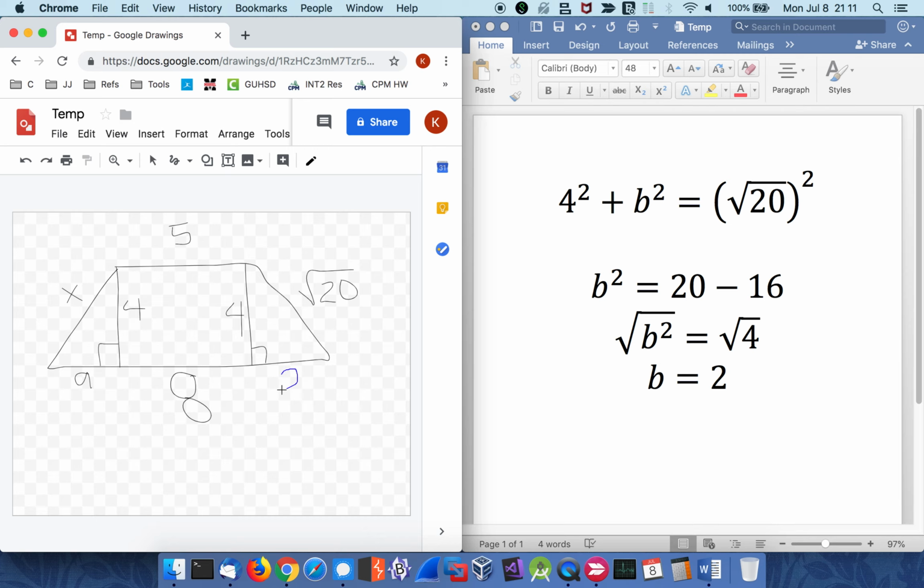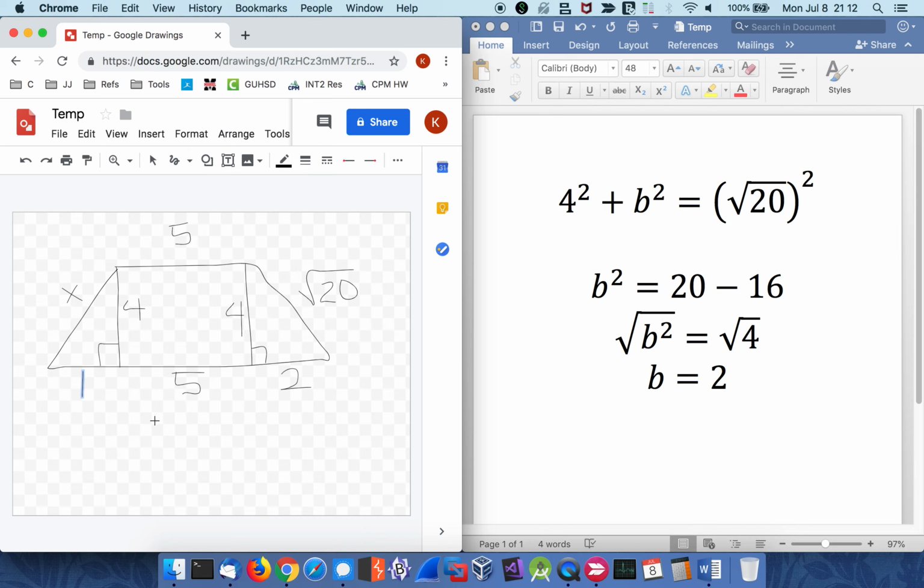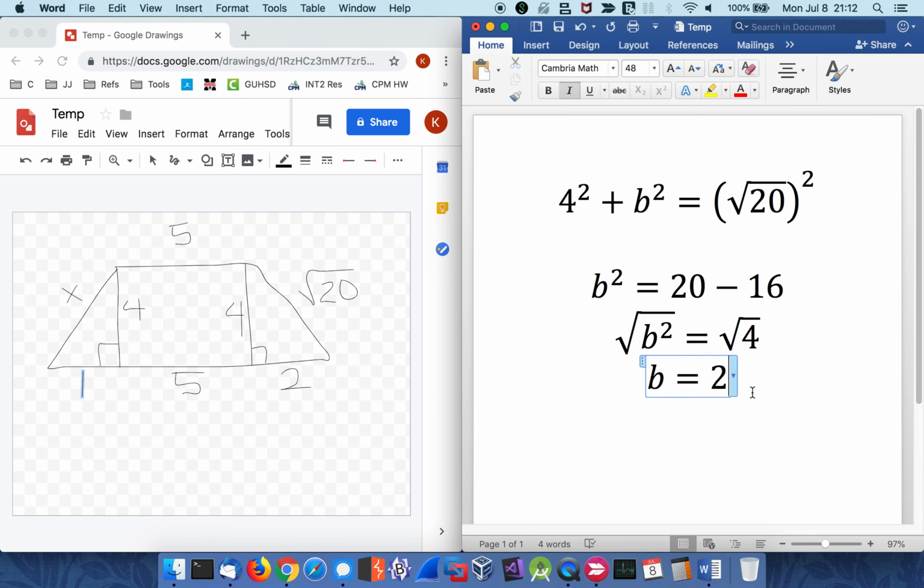Alright, so we know that's 2. We know that is 5. And so then this one over here must be 1. Alright. Well, if that's 1, and this is 4, now we can calculate x. So let's go ahead and calculate x now.